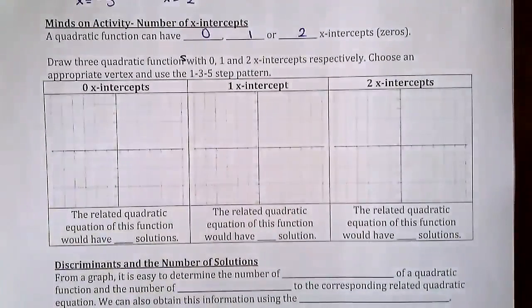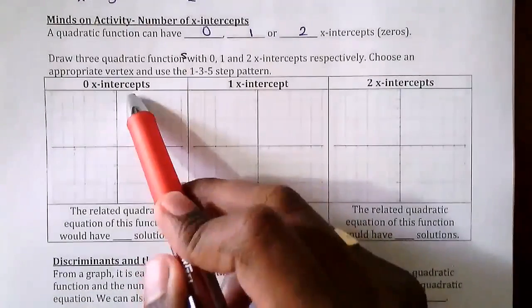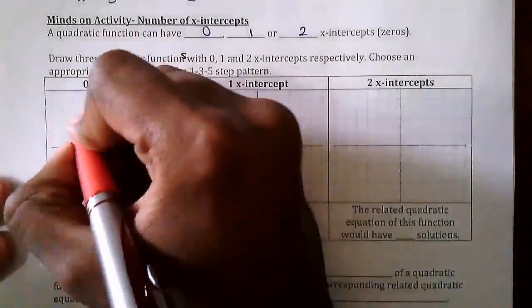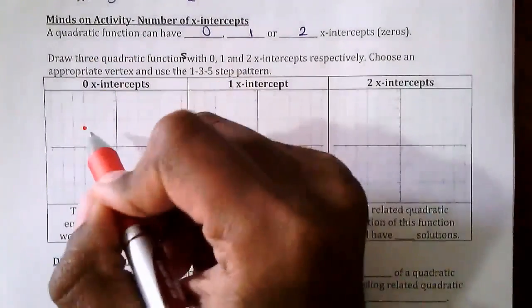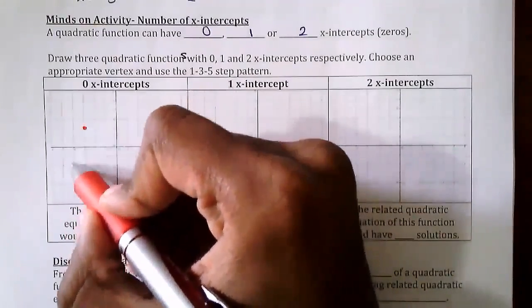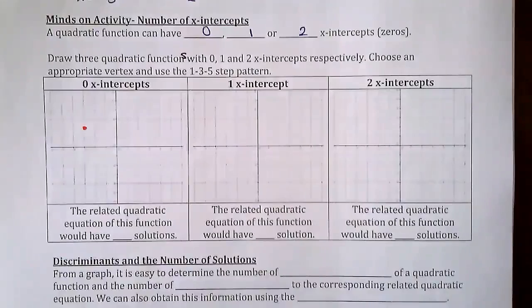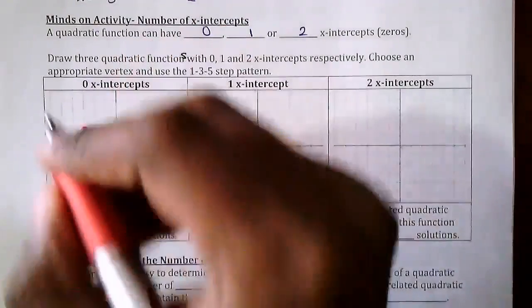So as I mentioned earlier, there are several solutions that we can have for these. I'm going to go with one solution for each. So I want to draw a quadratic function with 0 x-intercepts. So I'm going to choose a random vertex. And remember, quadratic functions can open up or down. If I open down, it will cross the x-axis here and here, and I will have x-intercepts. So if I open it up instead, there will be no x-intercepts.